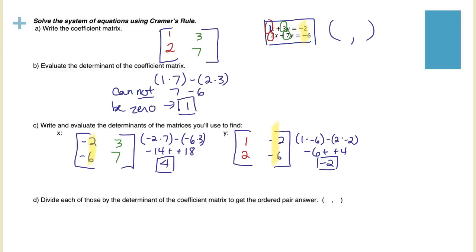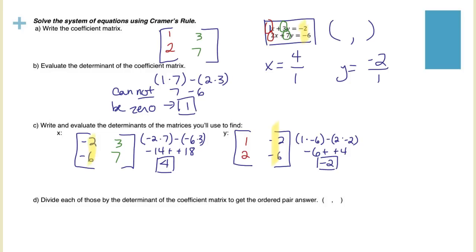So now that we have those, it says in the last step, divide each of those by the determinant of the coefficient matrix to get the ordered pair of your answer. I'm actually going to go back up to the top to do it because that's how I usually do it in my work. I just put those steps on your assignment to remind you of the steps. So to find the x, I'm going to take that 4 and divide it by 1. And to find the y, I'm going to take that -2 and divide it by the 1.